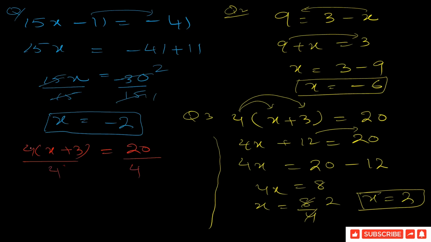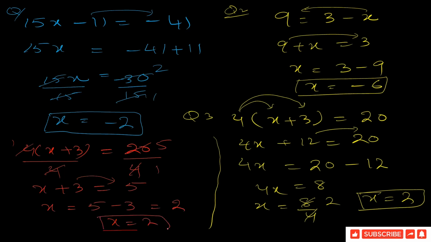4 will cancel on the left side and then x plus 3 is equal to 20 divided by 4. 4 times 5 is 20. So it becomes 5. Now you have x plus 3 equals 5. Now you can take 3 to the other side. Then it becomes 5 minus 3. So you got 2. Eventually we get x is equal to 2 with the help of both methods. Depends upon you which method clicks to you. You can choose that one.